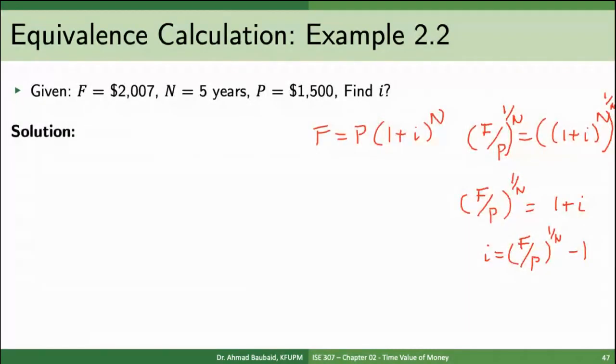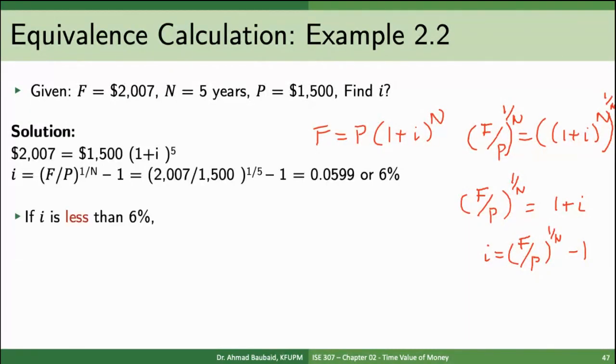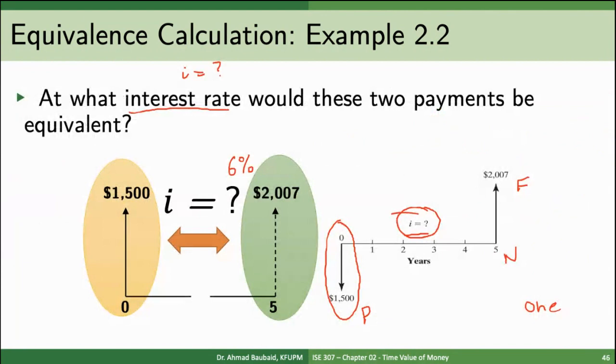Now let me ask you this, based on what I just said, what should I do if I know that I is less than 6%? Right, so just look at these numbers, and if I is less than 6%, what should I do? Which option should I choose? To take it now and invest it yourself. Why? Because you may get more than 6% elsewhere.